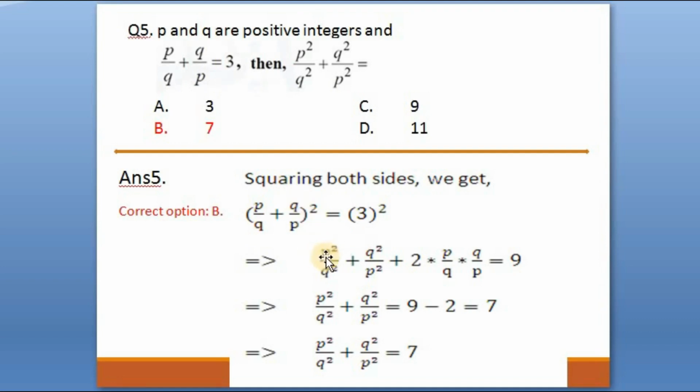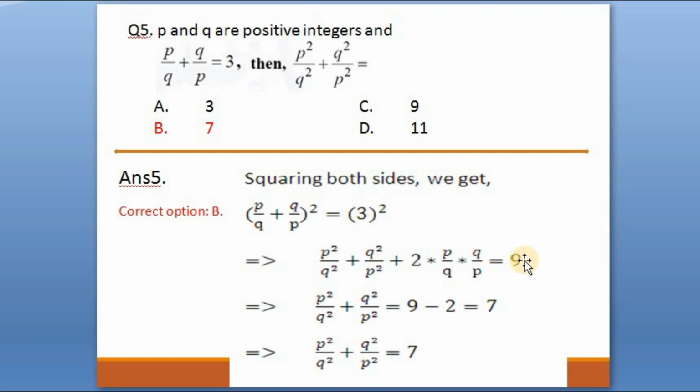b square plus 2ab. So first term, that is (p by q) whole square or p square by q square, plus second term q square by p square, plus 2ab, that is 2 into p by q into q by p. So here p and p cancelled out, q and q cancelled out, right? So this is equal to 3 square, that is 9.